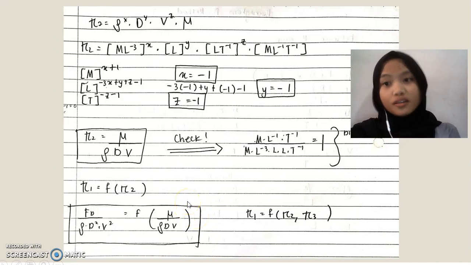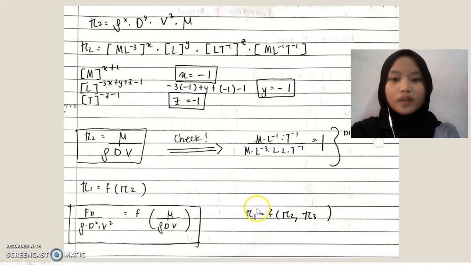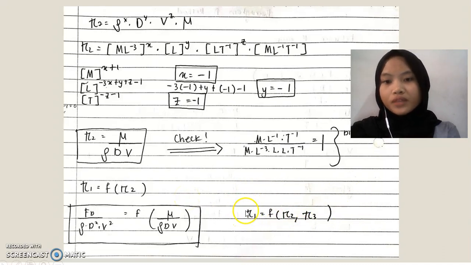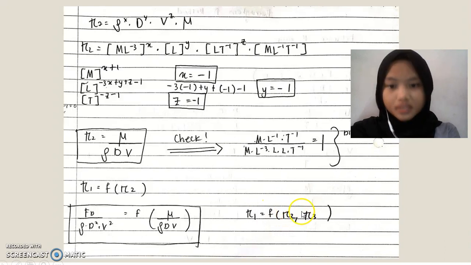So if we have more than 2 pi groups, this is how we arrange it. It means the first pi group equals f of the second pi group, comma, third pi group. Okay, so if we have more than 2.